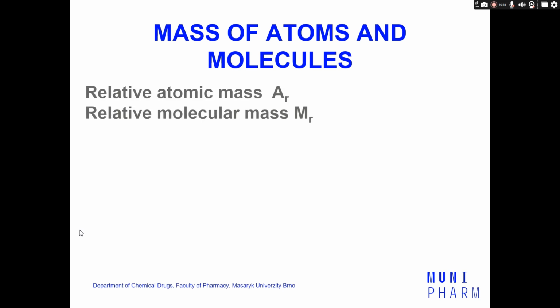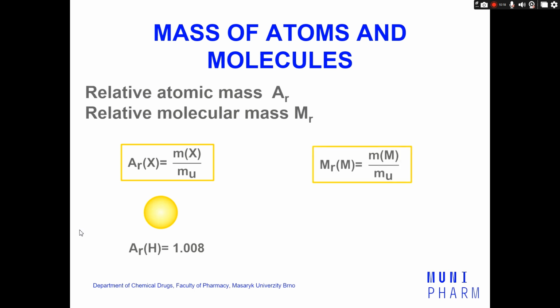In chemistry, we do not always need to know the absolute values of the mass of individual particles. Therefore, the relative mass has been introduced, such as the atomic relative mass, Ar, or the molecular relative mass, Mr. The relative mass of an individual element is the ratio of its actual mass and the atomic mass constant. These relative values are characteristic for each element and can be found in the periodic table of elements. For example, the atomic relative mass of hydrogen is 1.008.